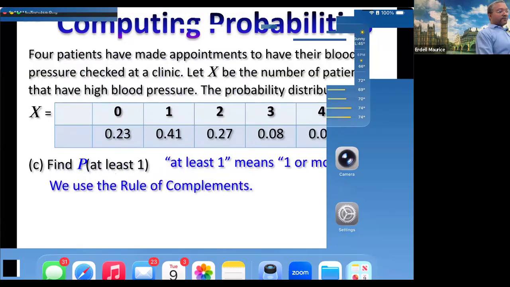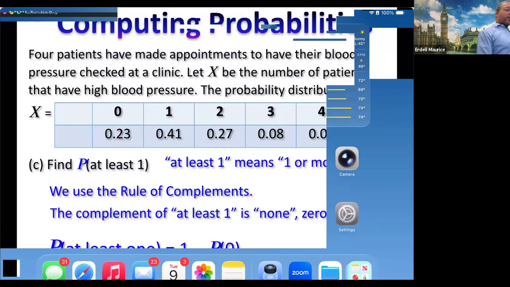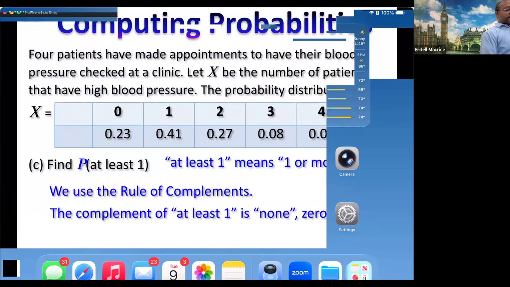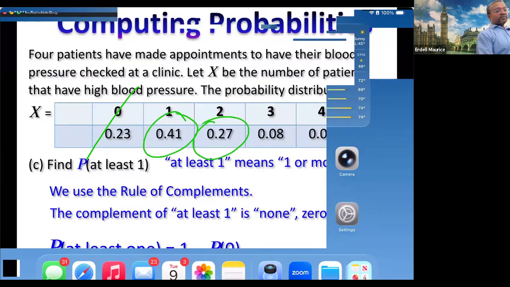And so at least 1 means one or more. The easiest way is to use the rule of complements, i.e. take the whole, which is 1, and remove this piece, and it will leave you with everything else. Or you could add them up: 0.41 plus 0.27 plus 0.08 plus 0.1. You get the same answer, 0.77. Questions there? Comments, queries, concerns?